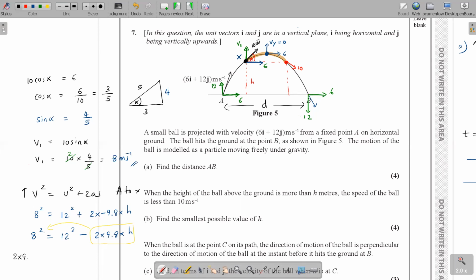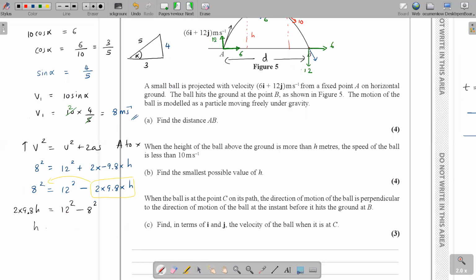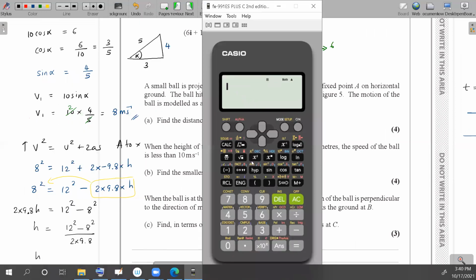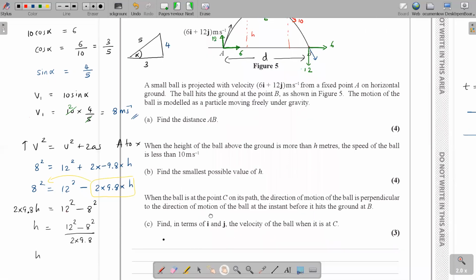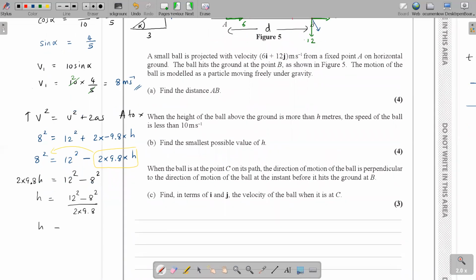So 2 into 9.8 times h equals 12 square minus 8 square. So h equals 12 square minus 8 square divided by 2 times 9.8, which gives me how much is the value? This gives me 200 over 49, or actually 4.08. Make sure you give the 3SF figure, because when the significant figures are not asked, you have to give the 3SF figure.